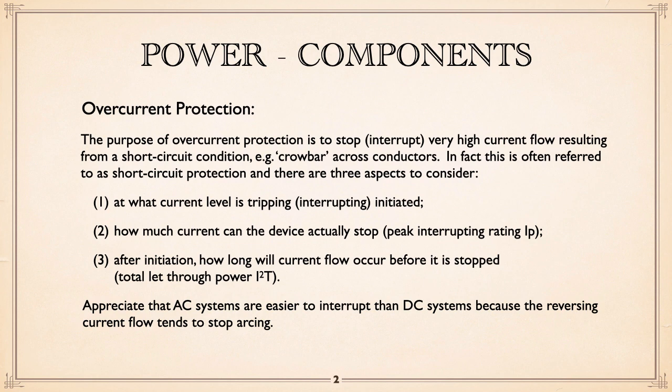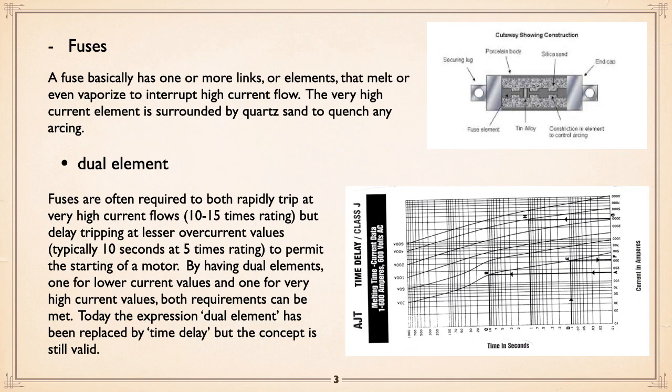And last, after initiation, how long will current flow before it is stopped? In other words, how much power does it let through? Total let through power being I squared times T. Appreciate that AC systems are easier to interrupt than DC systems because the reversing current flow tends to help stop arcing. Now, fuses.